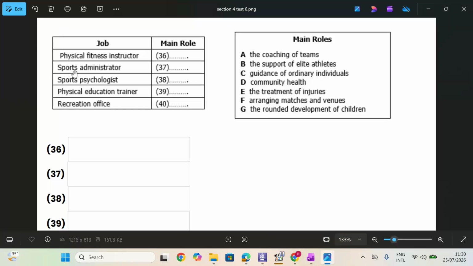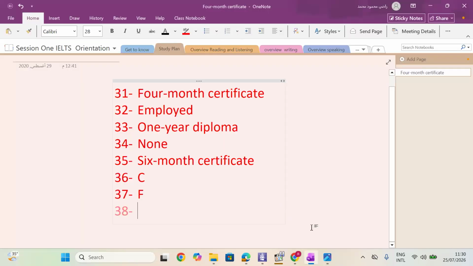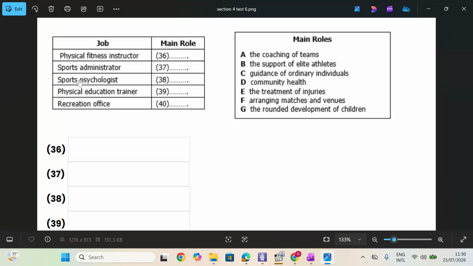What about sports administrator? Arranging matches and venues. Correct. Letter F. What about sports psychologist? Support of elite athletes. Letter B. The support of professional athletes or elite athletes. Professional and elite are the same because in the conversation he mentioned working with professionals. That's the same meaning as elite athletes, so that fits letter B.